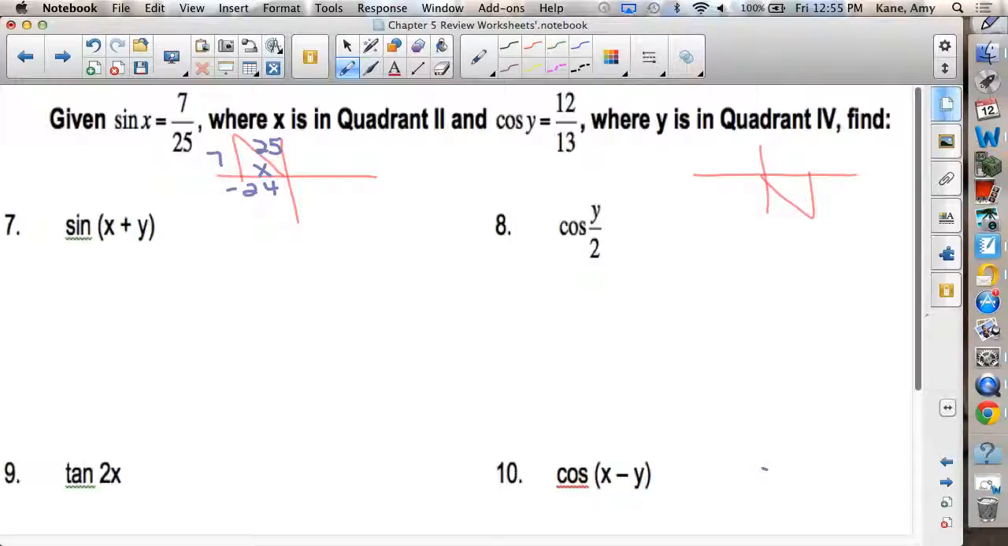And then the other one, we have cosine. So sine was opposite, cosine is adjacent on hypotenuse, and Isaac, the vertical side here would be negative 5. Perfect.